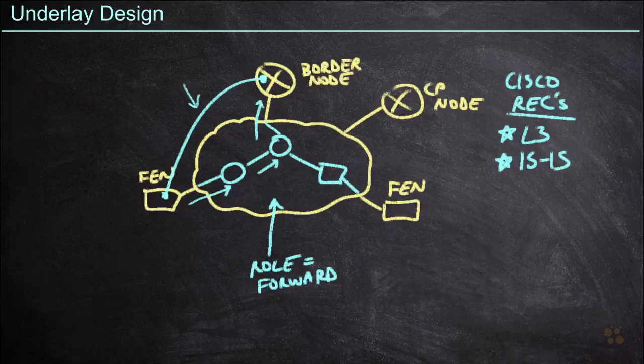Because if we think about it, if we're going to forward from this layer 3 interface and this subnet on that link to this layer 3 interface, in other words, the subnet on that link, well, we need to know where those layer 3 networks live, and so that's going to require a routing protocol running in the underlay. And again, Cisco recommends IS-IS for that.